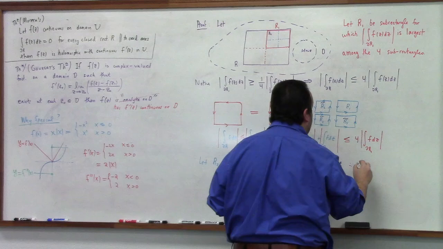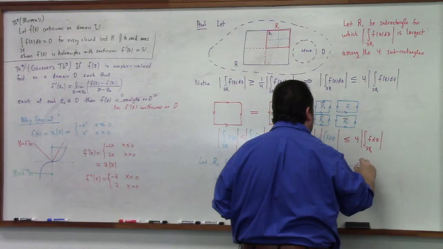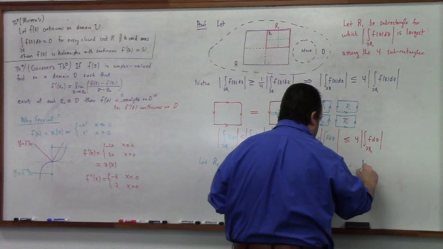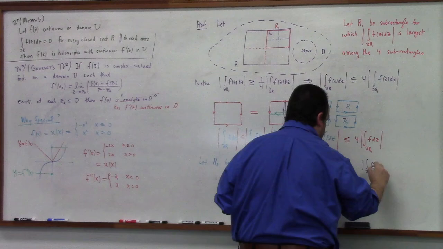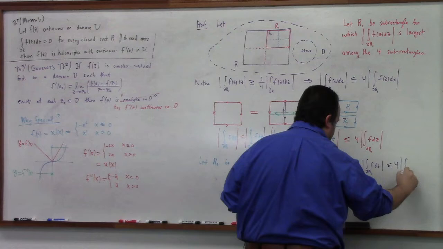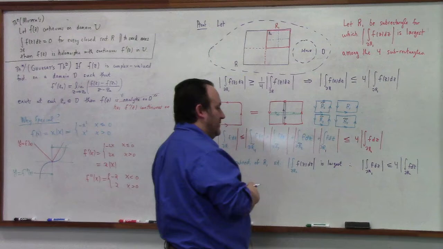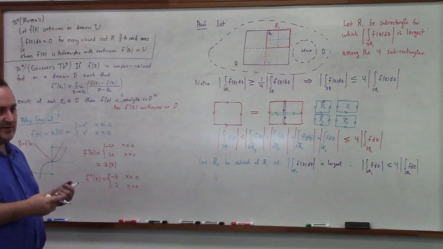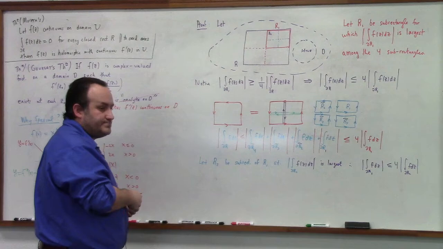We have that the integral, let's see here, lost track of my. So the integral over the boundary of R1 of f dz would be less than or equal to 4 times the modulus of the integral over R2 of f dz. By the same argument we just went through for R, in the same way R1 relates to R, in the same way R2 relates to R1. You know, it's like they're the same nesting. So what does this tell us?